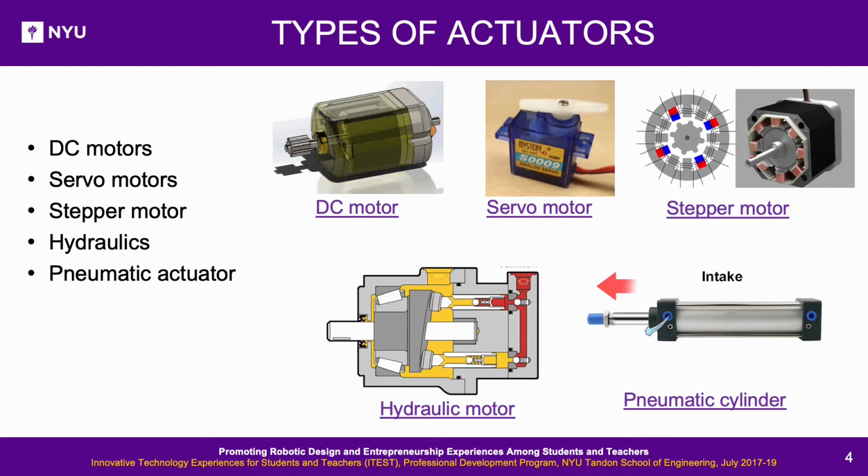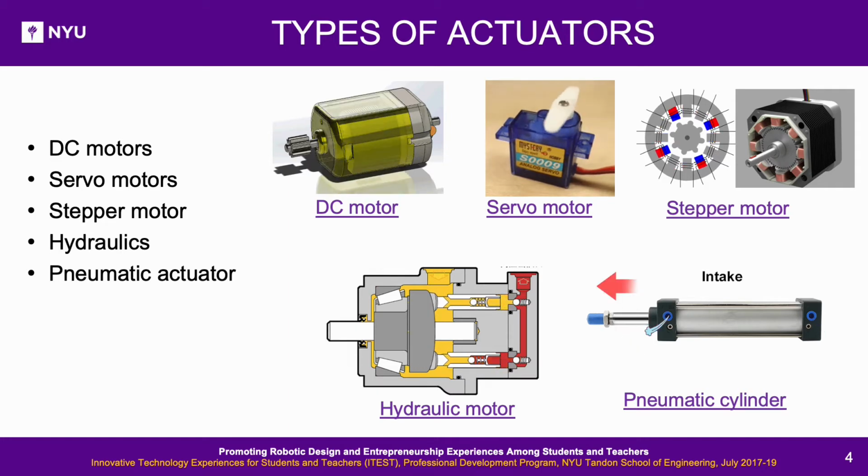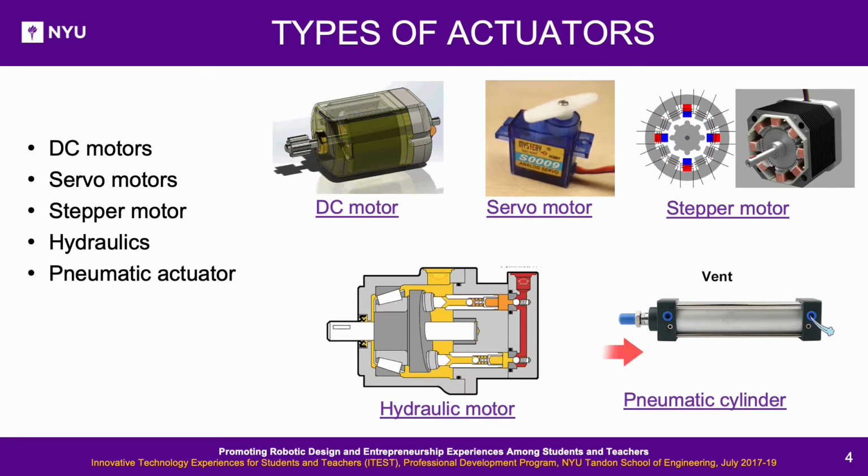Types of actuators. There are various types of actuators that operate on different working principles such as hydraulic actuators, pneumatic actuators, etc. There are different types of electric motors as well, such as DC motor, servo motor, stepper motor, etc. However, the focus of this lesson is DC motors and servos.